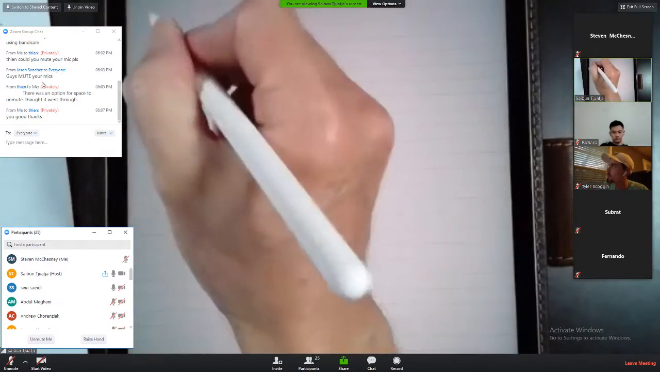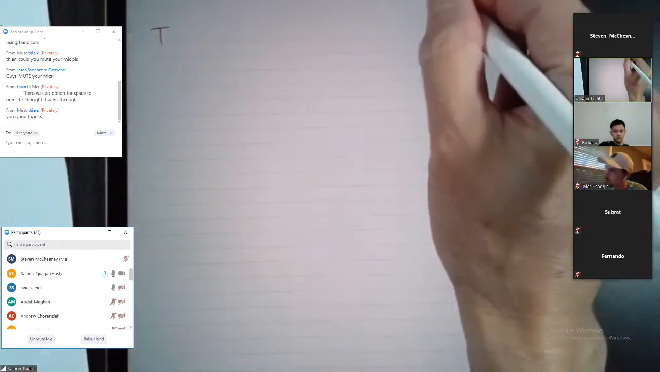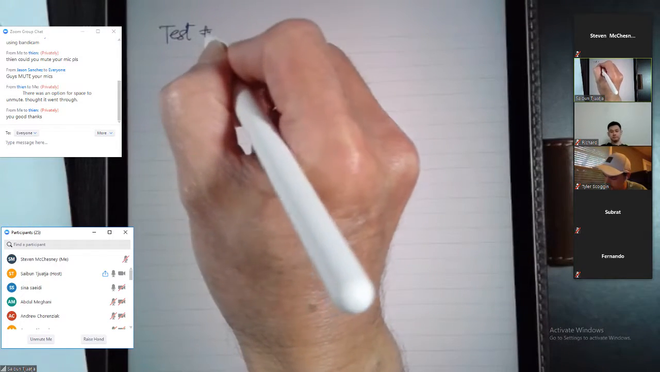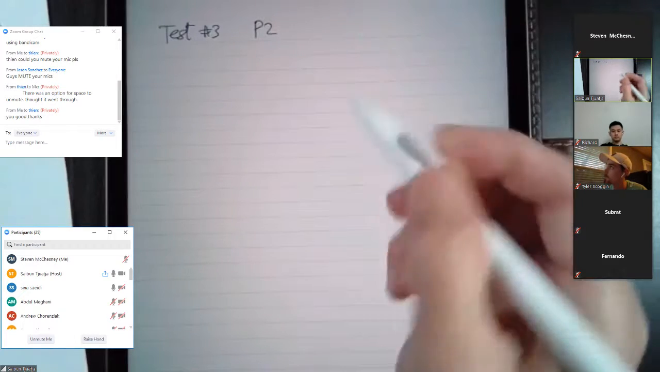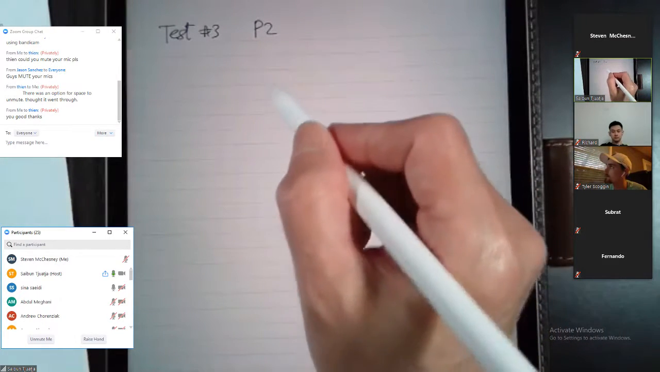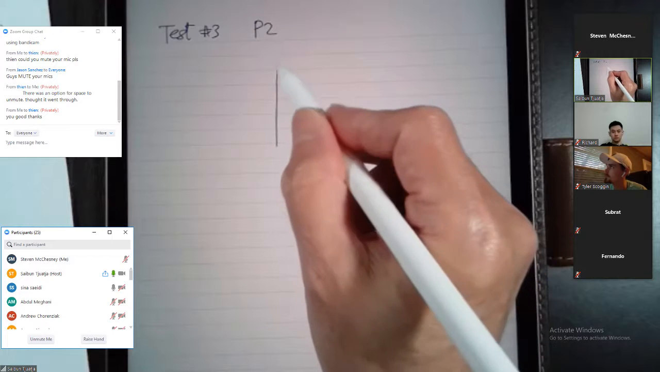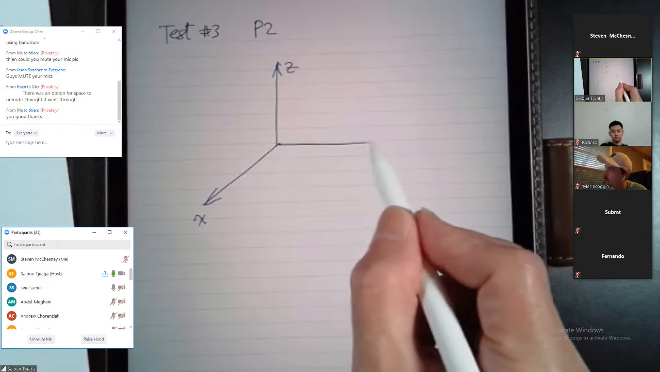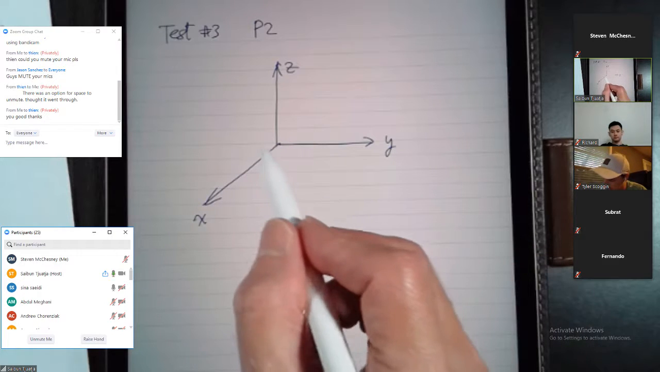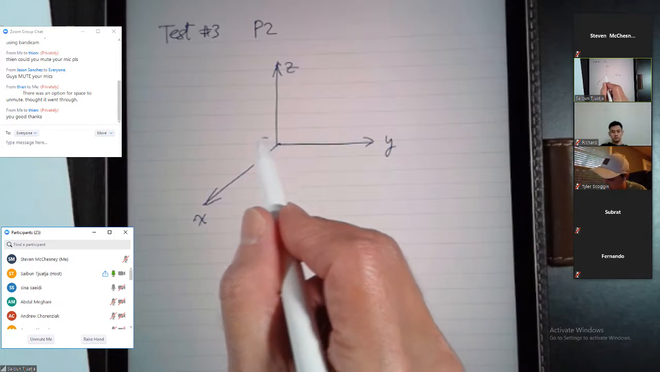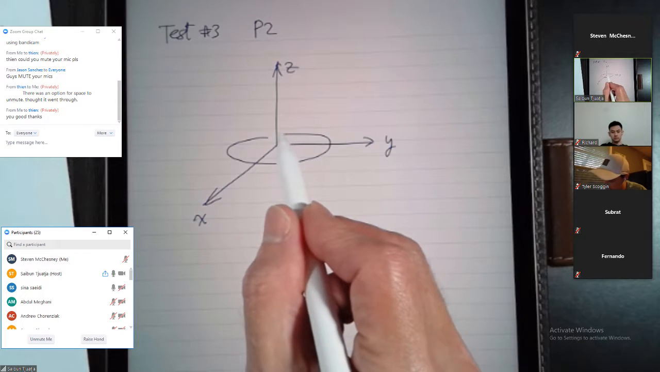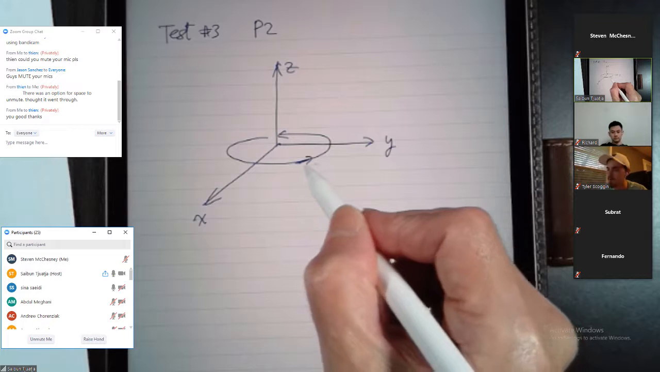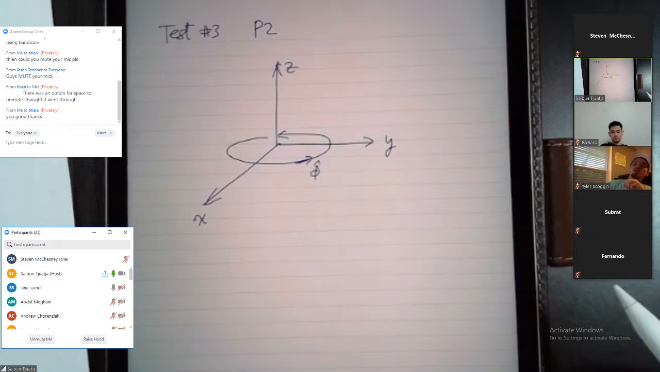So this is test number 3, problem 2, right? In this case, what I have is the following. Again, coordinate systems. Here's my Z, here's my X, here's my Y, right? So my XY plane is this. And then what I have is a current loop going around like this, right? And the direction of the current is the phi hat direction, okay?